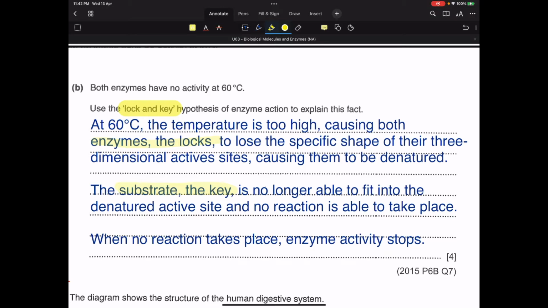specific shape of the three-dimensional sites, like these over here. And since we're talking about the temperature being extremely high at this point, we're talking about it being at 60 degrees Celsius, we're going to state that it is also at this point that the temperature is too high, okay, causing enzyme to be denatured. So these are keywords that must always be part of your answer. And eventually, of course, you must state that because the active site has been denatured, the key, the substrate, is no longer able to fit in. Okay, remember to put all that in.